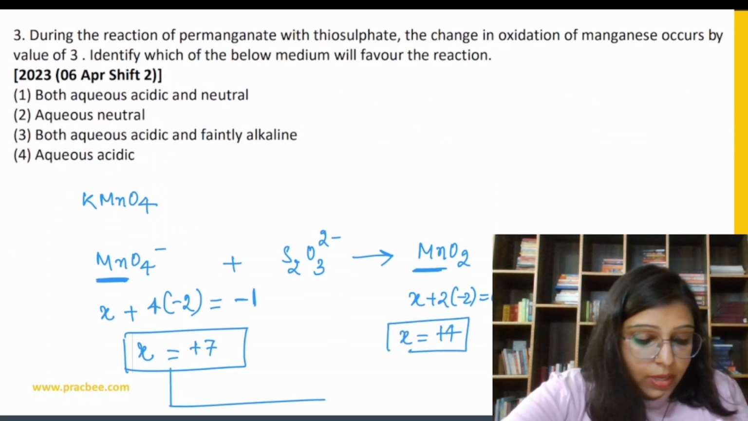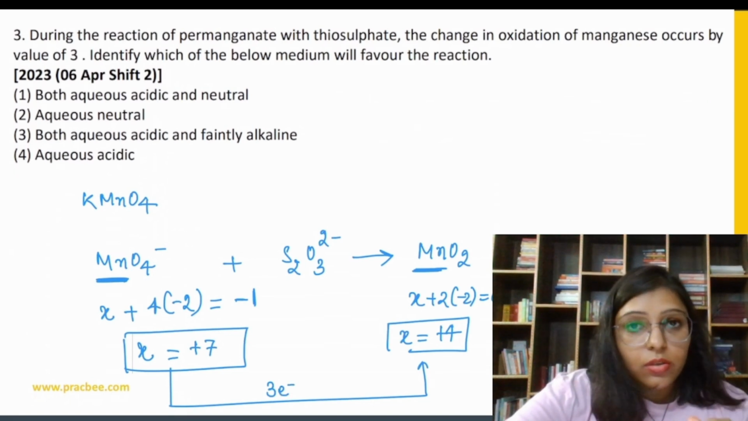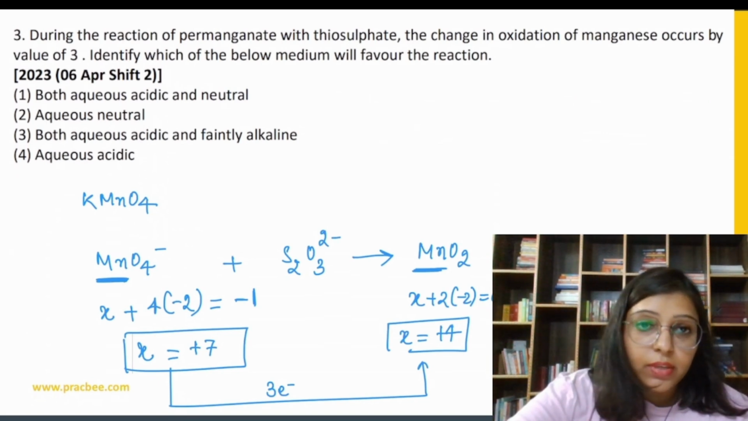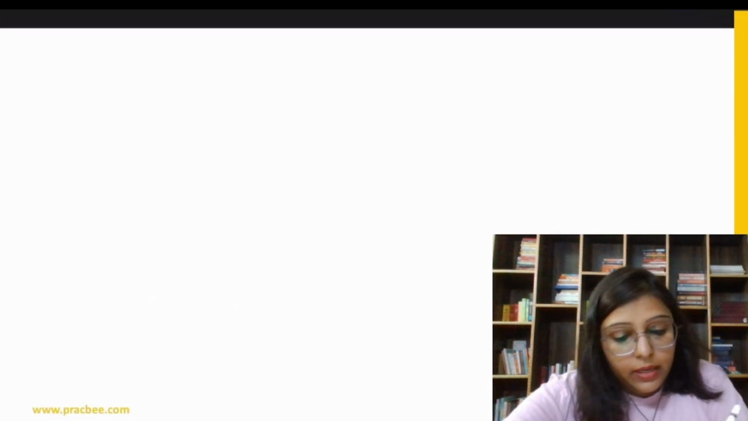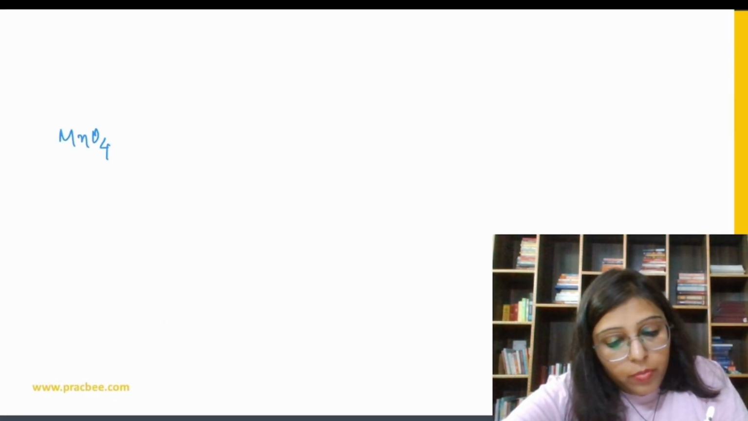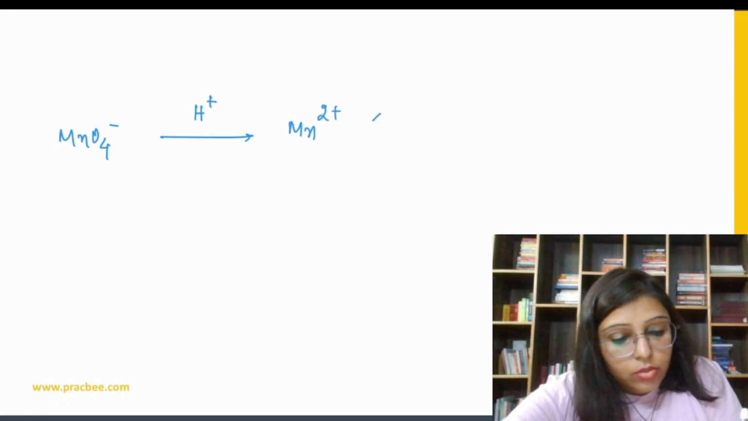Okay, so +7 to +4 means a 3 electron change. A 3 electron change means the oxidation number change is equal to 3. So identify which of the below media will favor the reaction. MnO4 minus in acidic medium is converted to Mn2 plus, so this is not true.